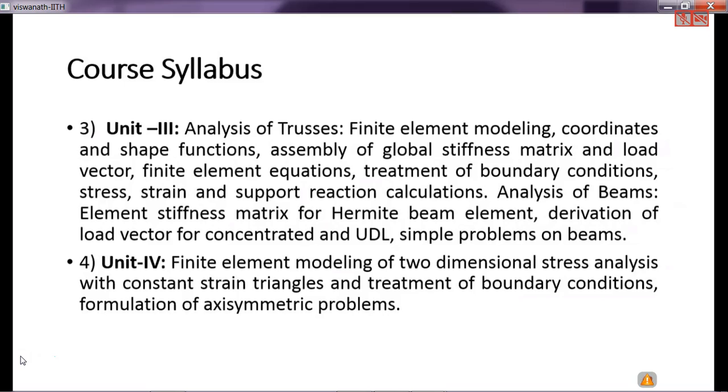So the second part of unit 3 consists of analysis of beams. Now at this point of time, I would like to just talk a couple of minutes about the beam.